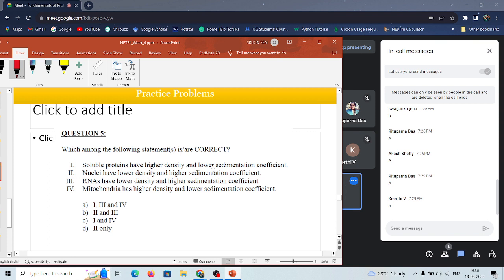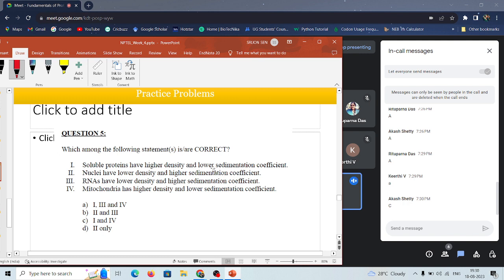Okay, so someone says it's A. But the correct answer for this question is D. That is, only nuclei have lower density and higher sedimentation coefficient.